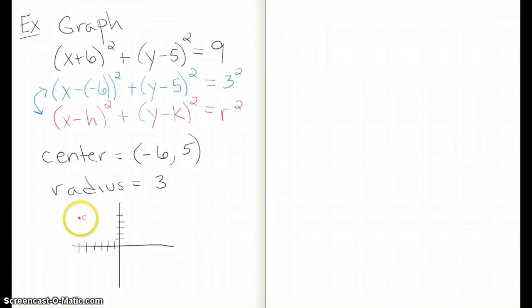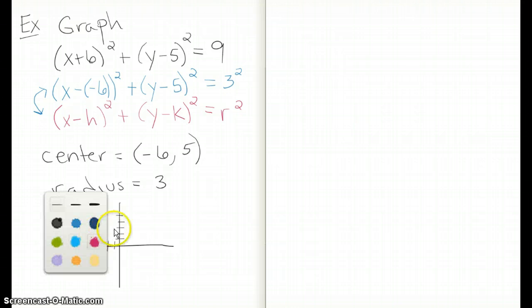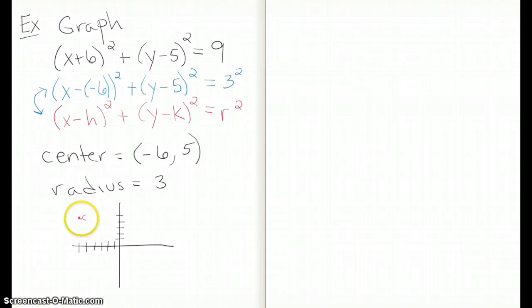So let's go ahead and count 1, 2, 3 units down. So that puts me here at negative 6, 2. And then let's count 3 units to the right. 1, 2, 3. Let's see, 1, 2, 3 over here. And then we need to go up 3. 1, 2, 3. Okay, good. And now we can connect them smoothly with a circle.